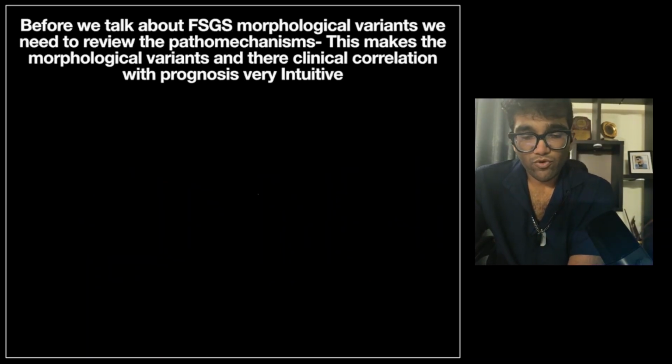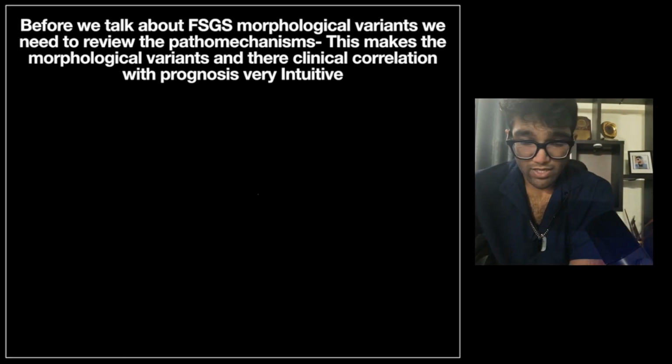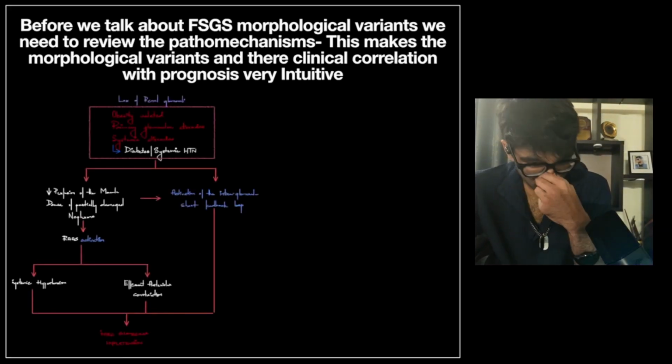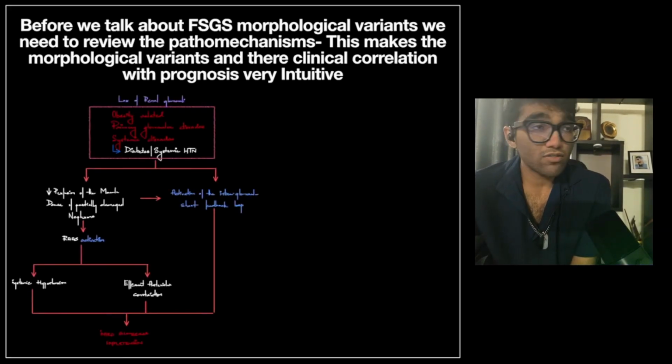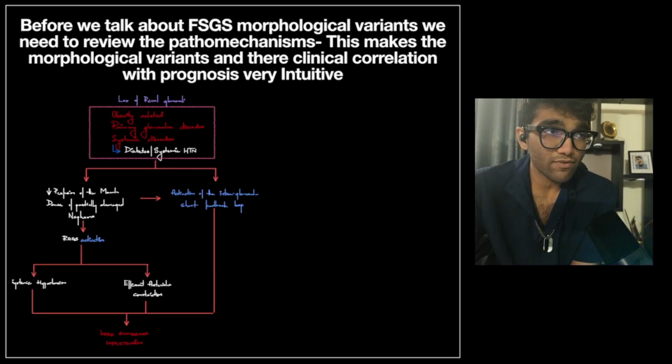Okay. Now, before we talk about the FSGS morphological variants, we need to review the pathomechanisms, and this makes the morphological variants and their clinical correlations quite intuitive. So, what was the pathophysiology? We realized that once there is some loss of renal glomeruli, there is decreased perfusion of the macula densa of those partially damaged nephrons. Okay, that causes release of renin, and that secondarily causes RAS activation.